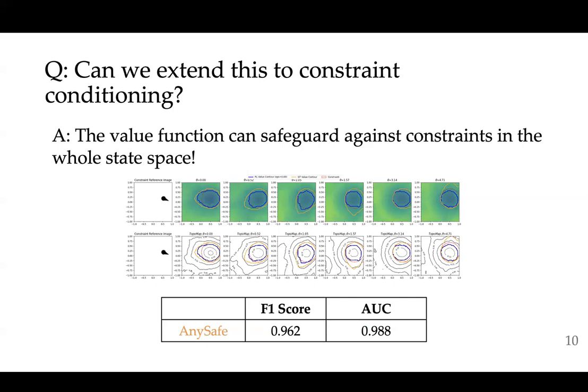And then a natural question to ask is, can we extend this into constraint conditioning? So we actually find, yes, that with this value function, I can pass any picture of the agent anywhere in the state space, and we're able to safeguard against a circular region around that agent at a very high accuracy.